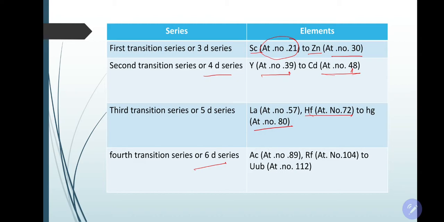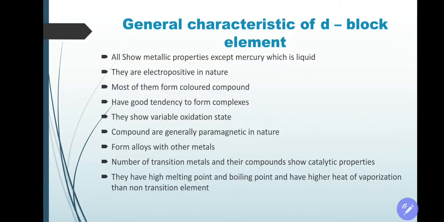Clear? Okay, when I say it is the 3D series, it means that the electron enters the 3D shell. When the electron enters the 4D shell, it is known as the 4D series. When the electrons enter the 5D shell, it is known as the 5D series, and when it is in the 6D shell, it is known as the 6D series. Clear? Okay, now, what are the general characteristics of D block elements?